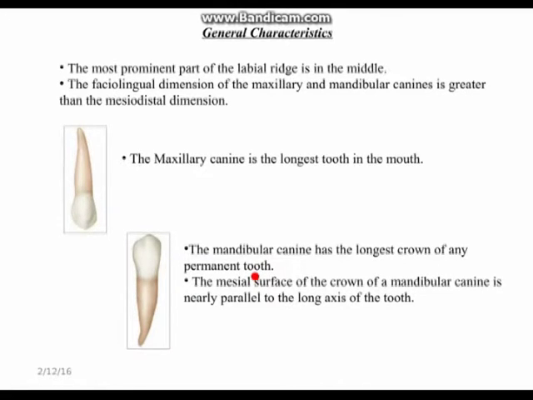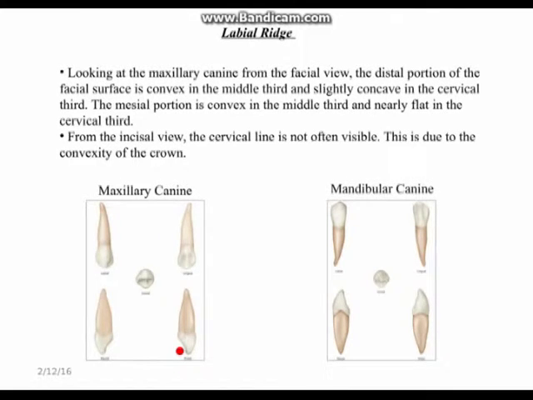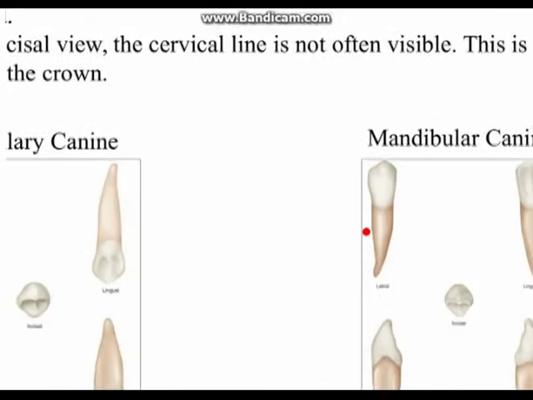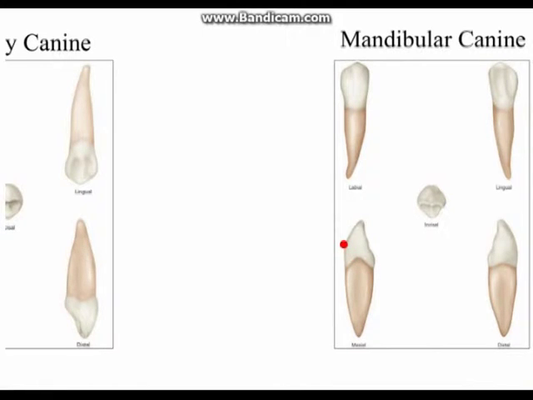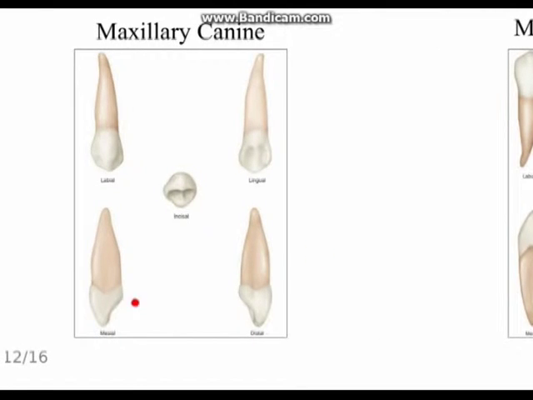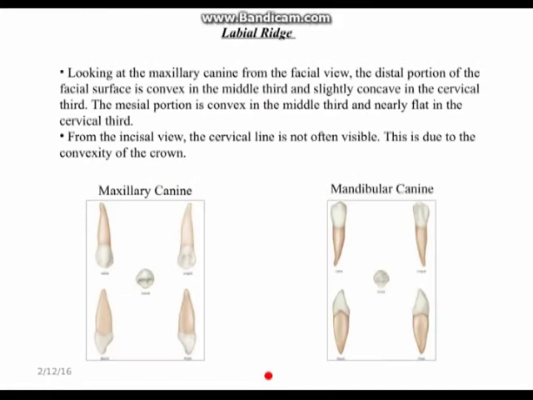General characteristics. Now we're going to be talking in general about the maxillary and mandibular canines. The most prominent part of the labial ridge is the middle third. Basically, this is the most prominent part. Even if you look at the canine sideways, let me go back to the first slide. Even if you look at it sideways over here, you can see that the labial ridge is most prominent in the middle. And you see the top? Yeah, it's right there. Over here in the middle, it's most prominent. Okay.